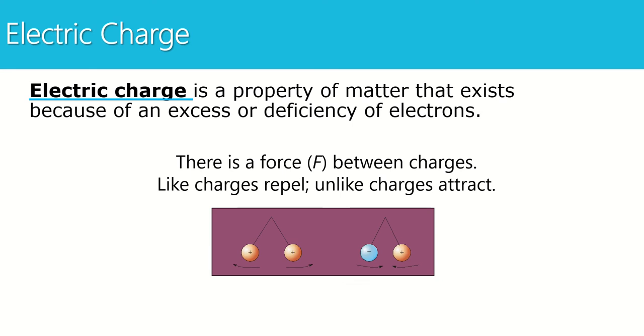So in a previous video, I discussed the ideas of electric charge, voltage, current, and resistance. I'm going to do a quick review here just to recap what we discussed previously. We discussed that electric charge is a property of matter that exists because of an excess or deficiency of electrons, and that we have like charges that repel and unlike charges that attract. And this idea of charge is how we get the concepts of voltage and current.